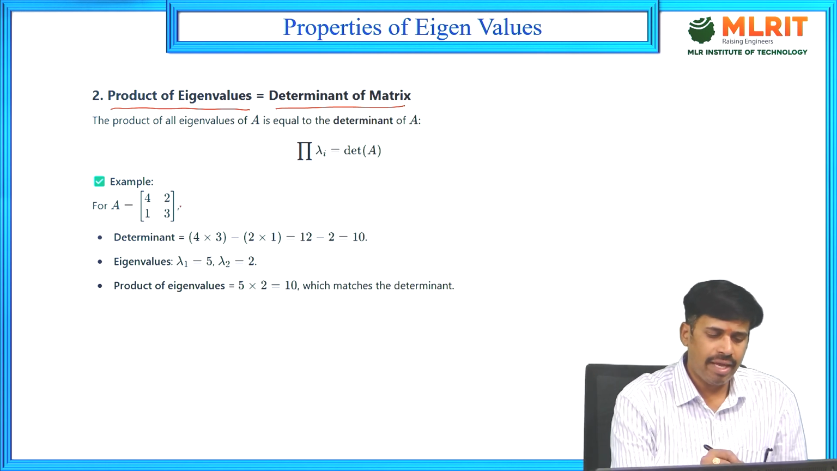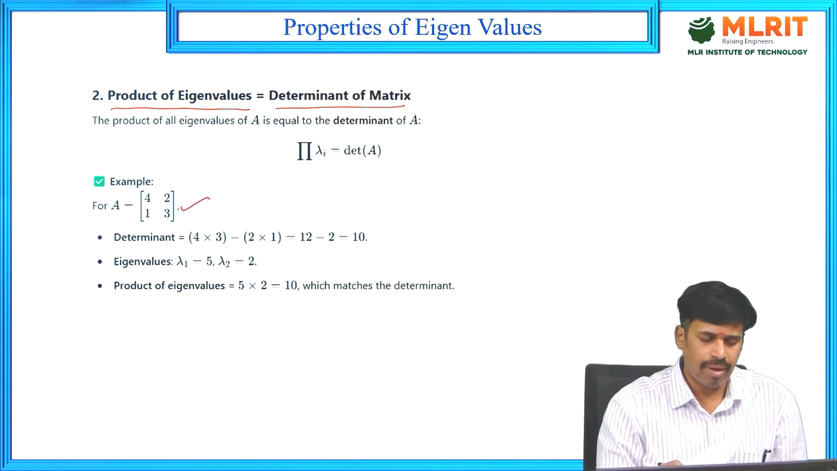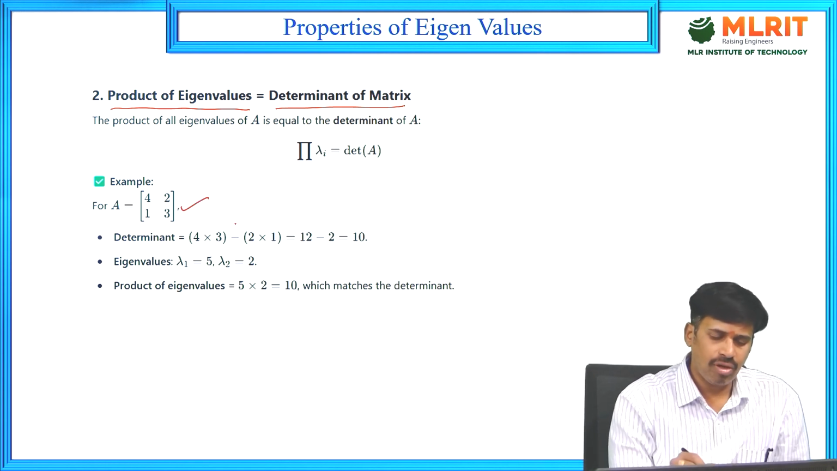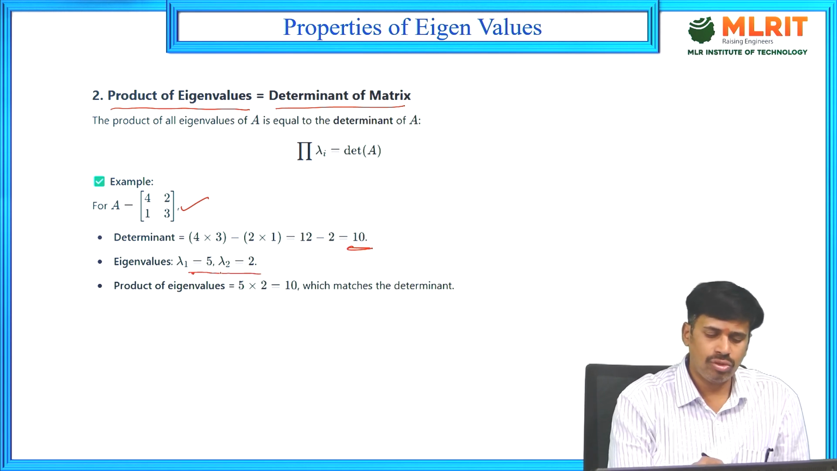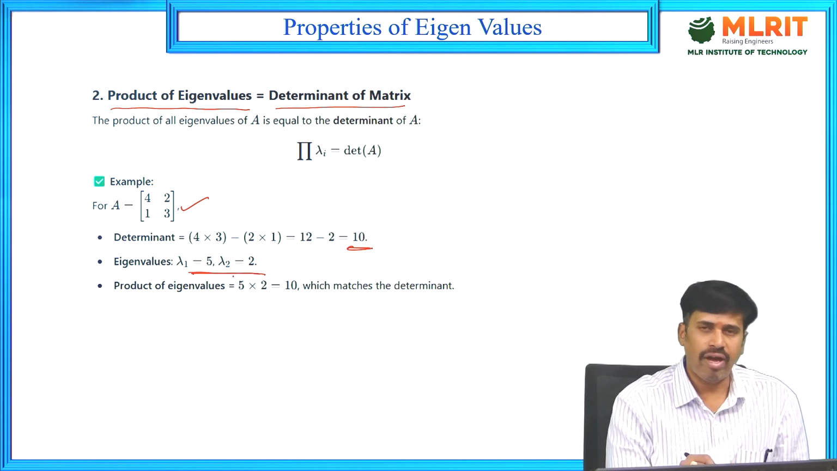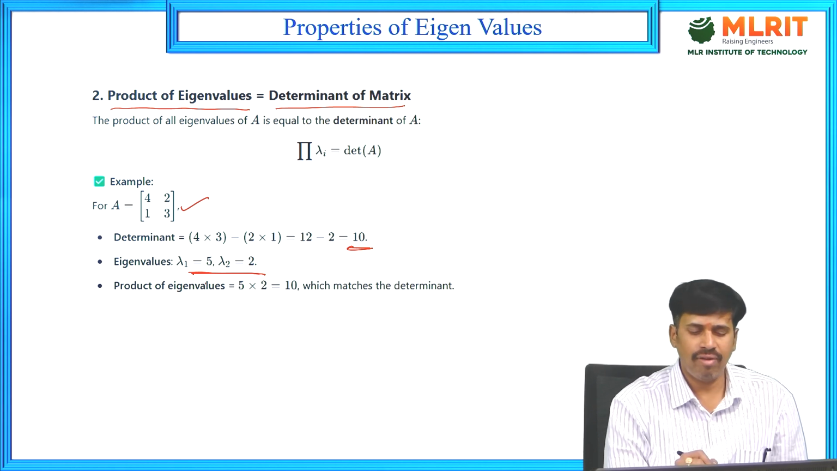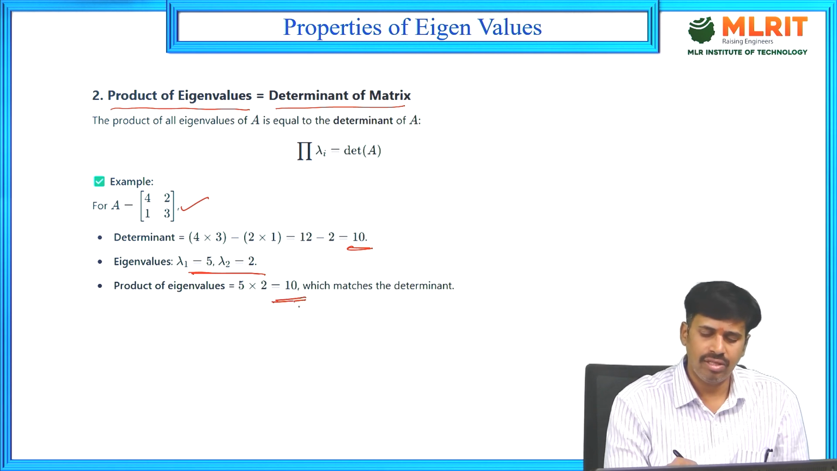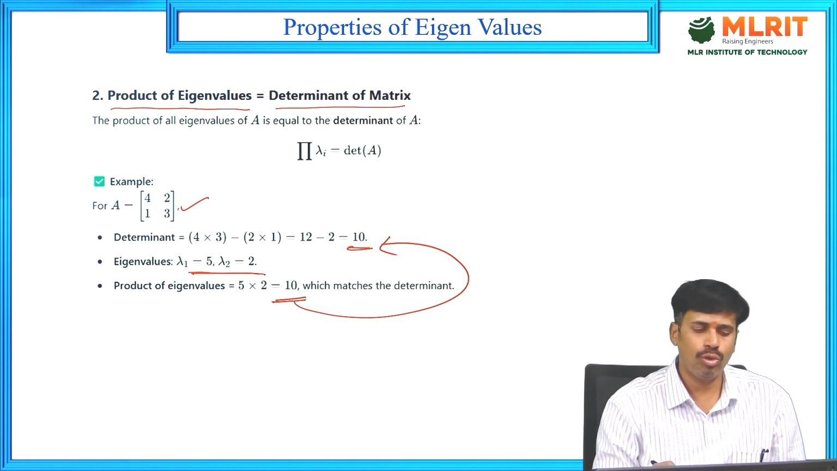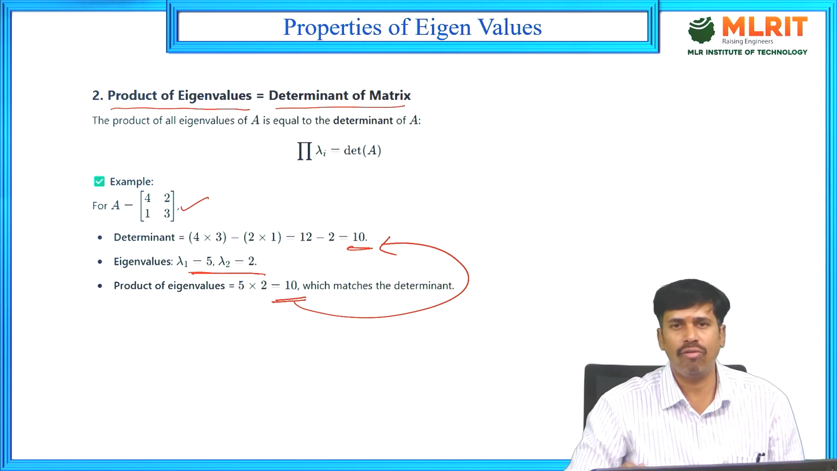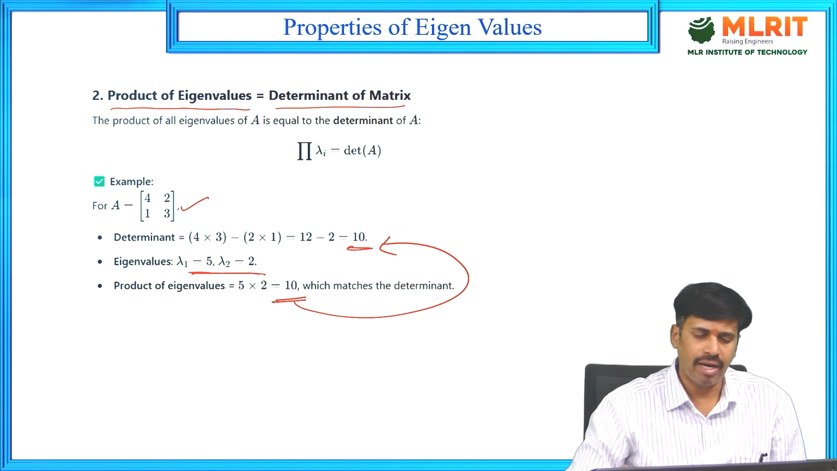Say for example, A equals 4, 2, 1, 3 is the matrix. What is the determinant of this matrix? It is 10. There are two eigenvalues of this, 5 and 2. If you multiply these two eigenvalues, we get 10, which is the same as its determinant. So this is also one of the properties: the product of eigenvalues is equal to the determinant.